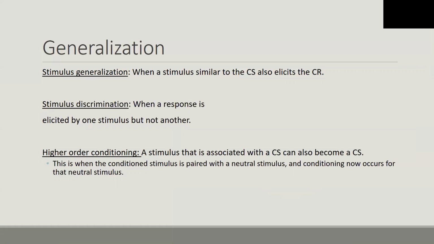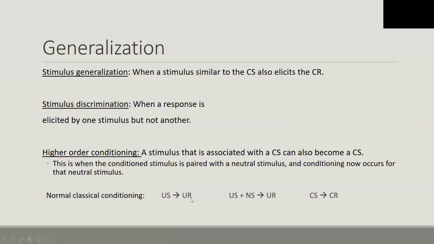So when a conditioned stimulus is paired with a neutral stimulus, and then conditioning now occurs for that neutral stimulus. So this will make more sense when we break it down into the diagram. Essentially, one thing that was conditioned, and then a second round of conditioning occurs after that, in which another thing is associated with it. And so our normal classical conditioning example and diagram that we looked at last week looks very much like this, right?